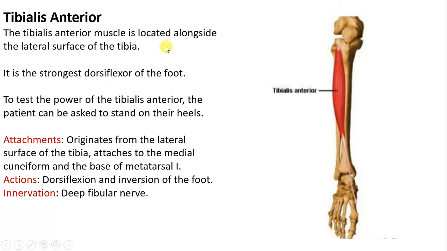So the first muscle is tibialis anterior. Here we can see the tibialis anterior. It arises from the lateral surface of the tibia, from the lateral condyle of the tibia, runs downward, crosses anterior to the ankle joint, and is inserted over here into the medial cuneiform, and here into the base of the first metatarsal. If you look at its attachment, when it pulls, it will dorsiflex the foot at the ankle joint, and because of its medial attachment to the medial cuneiform and first metatarsal, it will also invert the foot. So two actions, and this muscle is supplied by the deep fibular nerve or deep peroneal nerve, a branch of the common peroneal nerve.